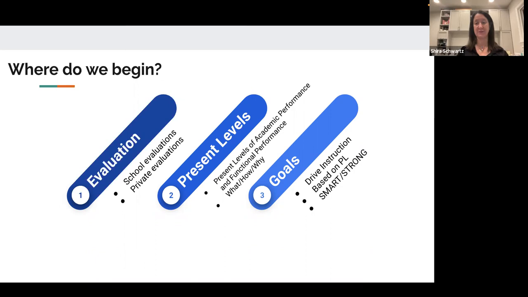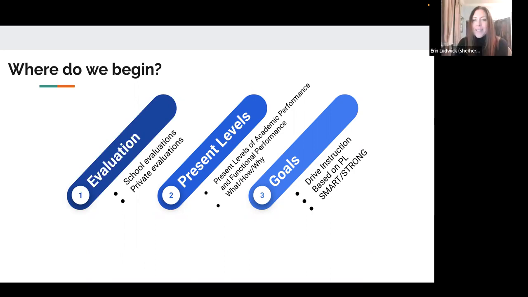functional, and Erin, am I missing anything else? I don't know. I think I got them all. No, I think you got all the boxes. I was going to say the functional box was the one I was looking for.